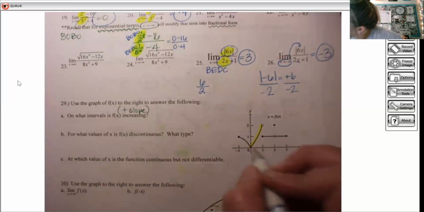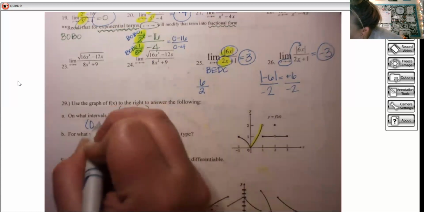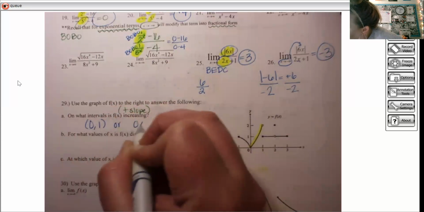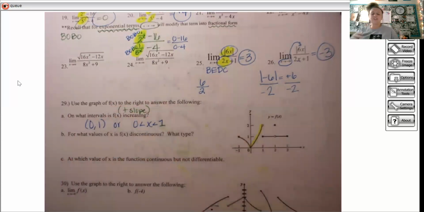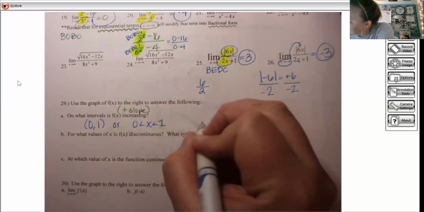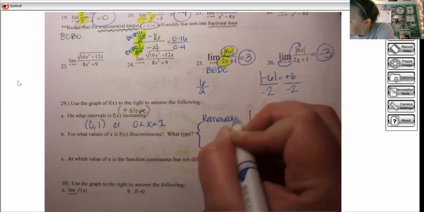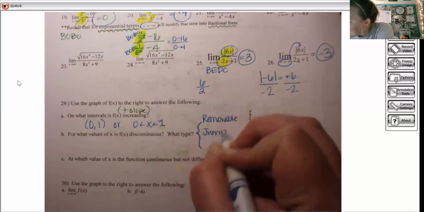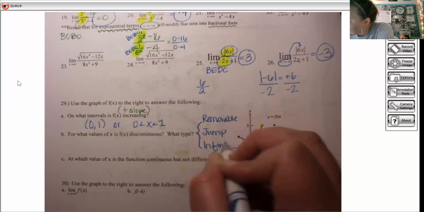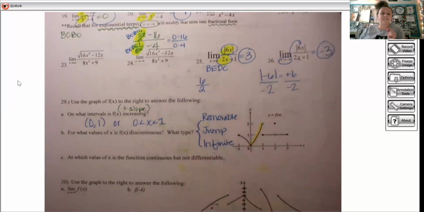So increasing between 0 and 1, you could write it like this, or you could write it like this. Okay, whichever notation you like better, you should be comfortable with both because they'll both be on the AP test. Part B. For what values of x is f of x discontinuous, and then what types are they? So the types of discontinuities are removable, jump, and then infinite. Okay, those are the 3 types of discontinuities.